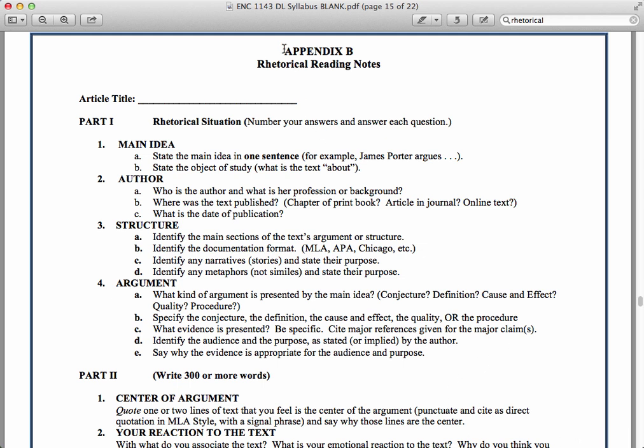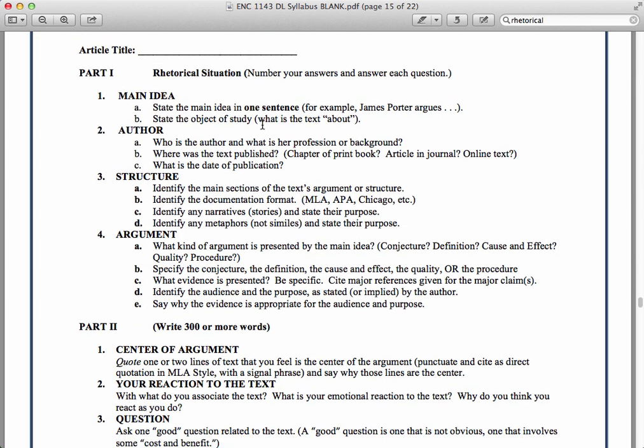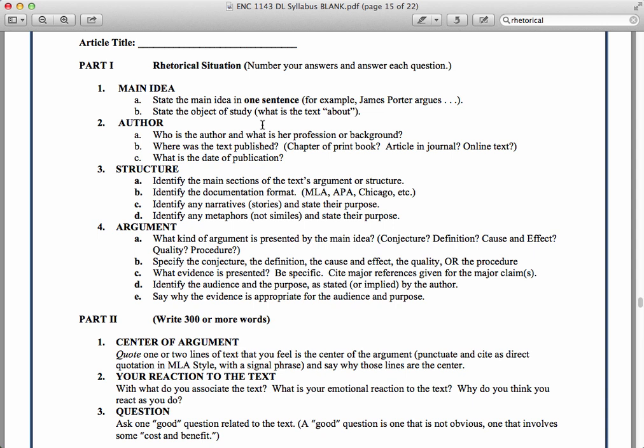This worksheet is available in our course syllabus under the Appendix B heading towards the bottom of the document. For each reading, again, you're going to complete one set of this rhetorical reading notes. The questions of the first part are mostly factual. The second set of questions are more response-based. It's not a very difficult process, and there are no right answers here per se, except for the obvious factual information. That is, for example, the main idea, the author, the structure, the argument. These are things that you can find in the article or the text that you're reading.